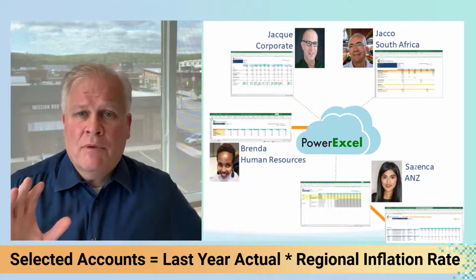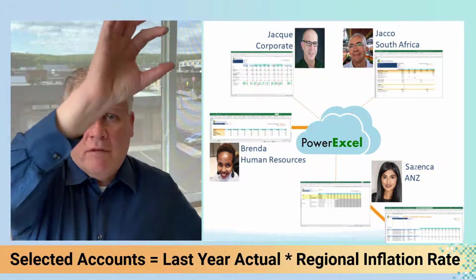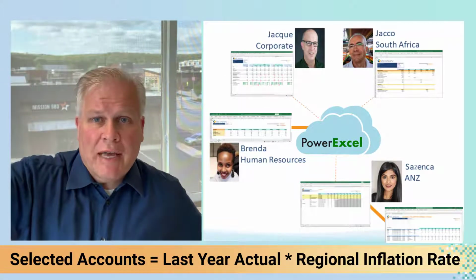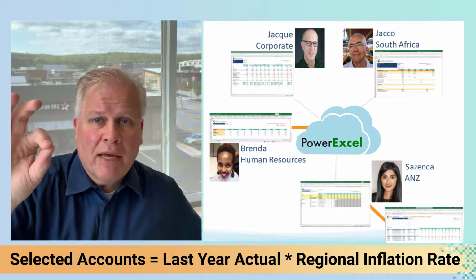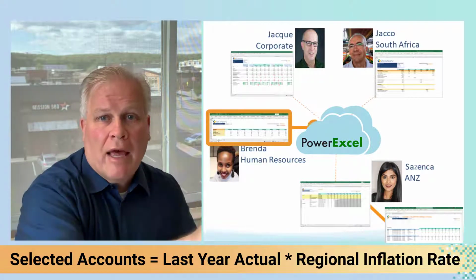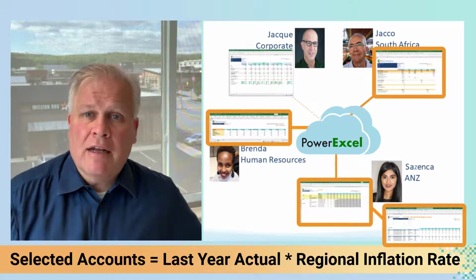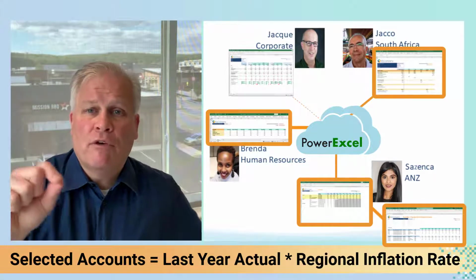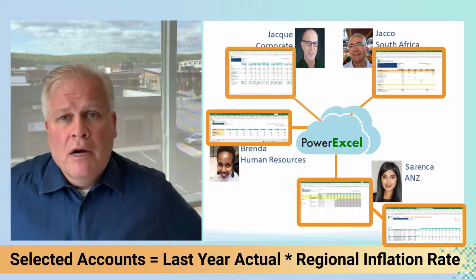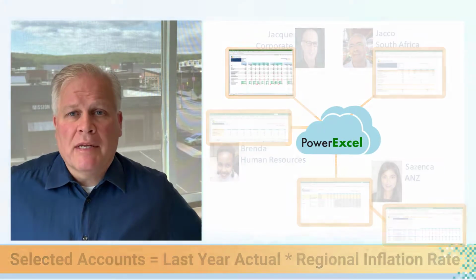So in this example, we walk through the notion that we have a block of numbers, last year's actuals, we want to multiply them by an inflation rate to drive the actual forecast for this year. So check it out. I think you'll find it to be interesting. And then we'll flow the numbers all the way back up through our check sheets and into the corporate P&L.